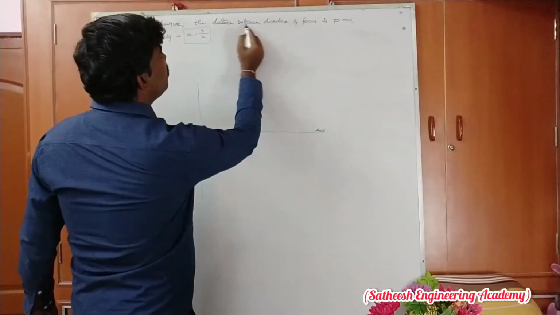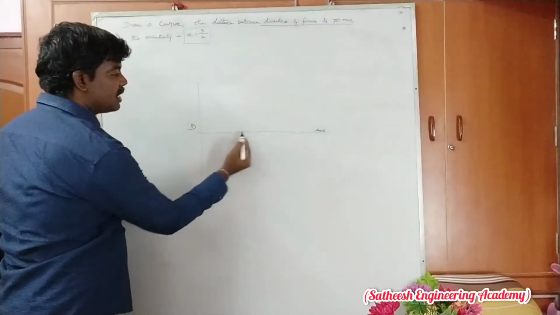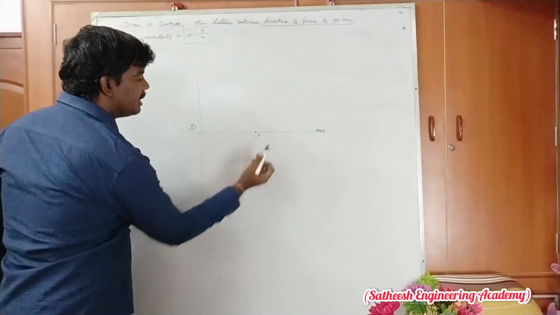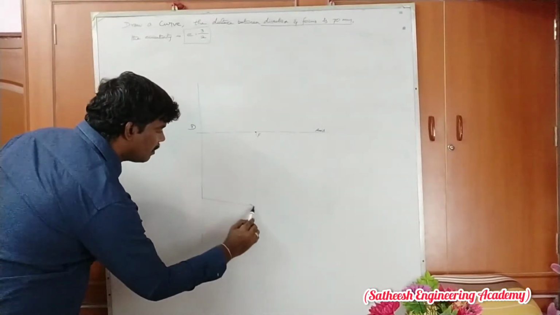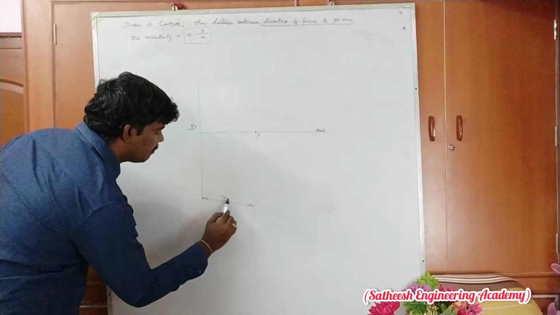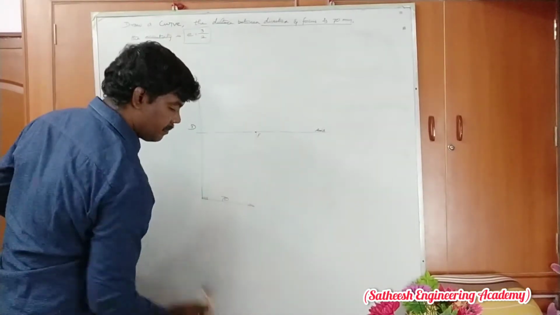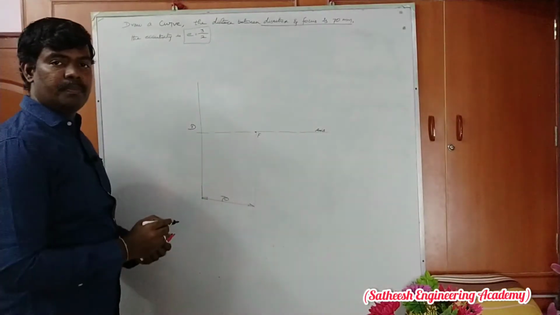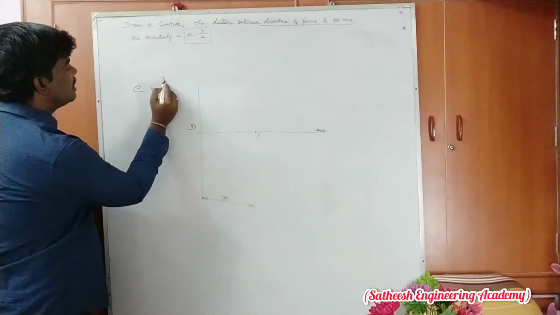So the distance between directrix and focus is 70 mm. So from directrix to focus point is 70 mm. So this point is 70. The distance you mention is 70. Clear? That's one. Next, eccentricity is 3 by 2. So you know well, eccentricity is 3 by 2.